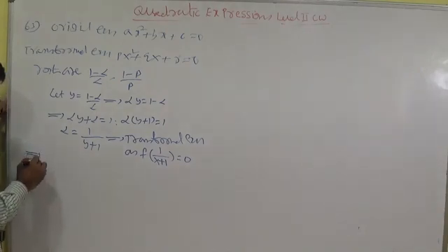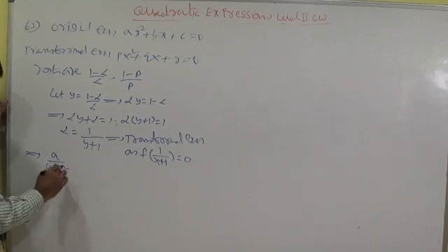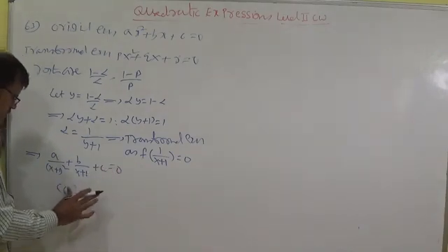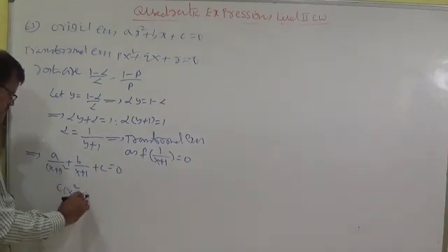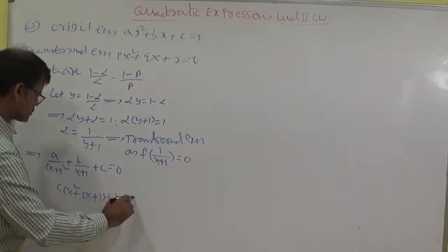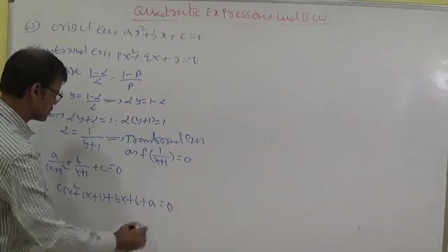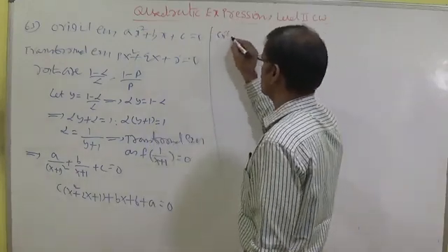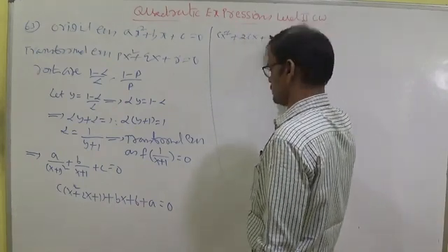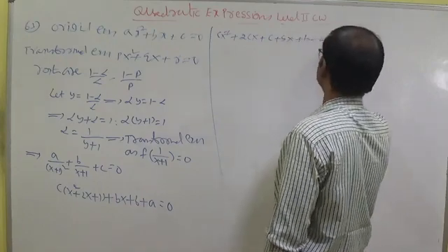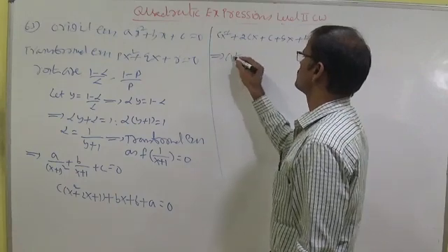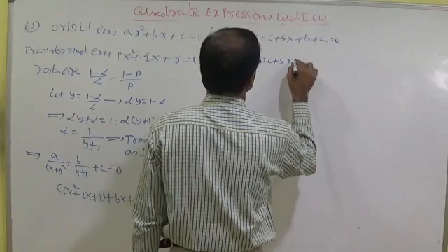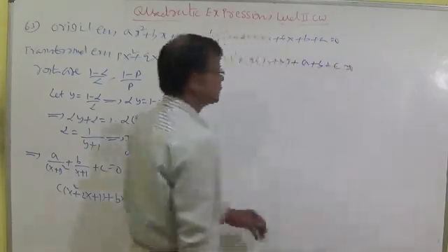That implies a by x plus 1 whole square plus b by x plus 1 plus c is equal to 0. Now take an LCM: c into x square plus 2x plus 1 plus b into x plus 1, bx plus b plus a is equal to 0. Now expand this one and compare with px square plus qx plus r. This is cx square plus 2cx plus c plus bx plus b plus a equal to 0. Write properly: cx square plus x into 2c plus b plus a plus b plus c equal to 0. This is the transformed equation.